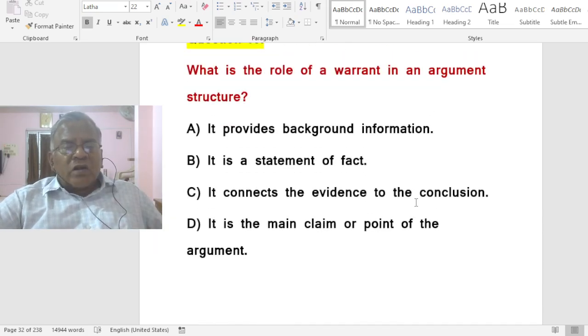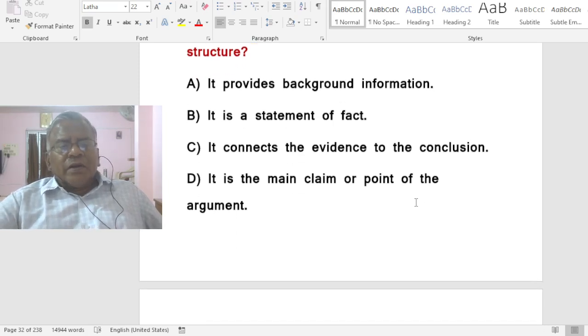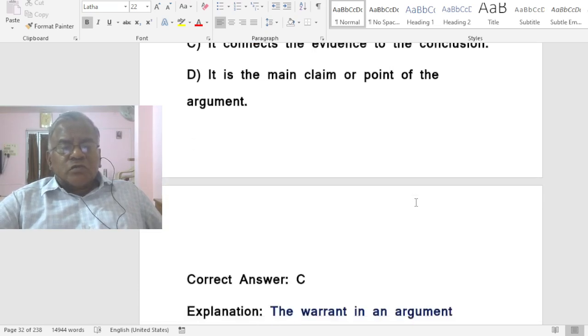That is the warrant in an argument. In other words, the very fact that it is a truth leads to the conclusion. All men are mortal, Aristotle is a man, Aristotle is mortal. That is the role of a warrant in an argument. So, it connects the evidence to the conclusion.